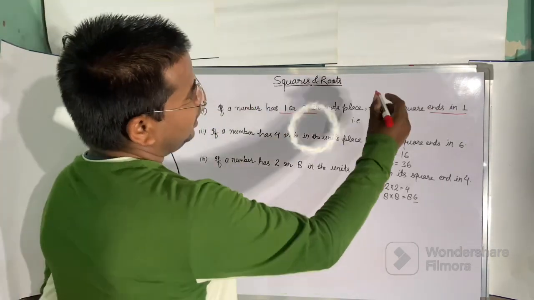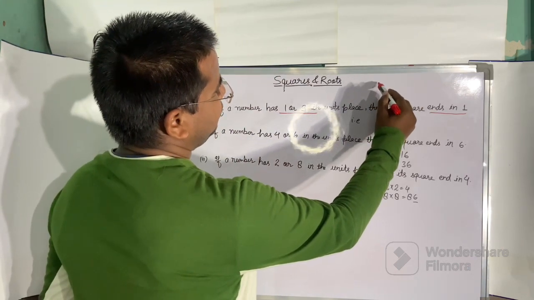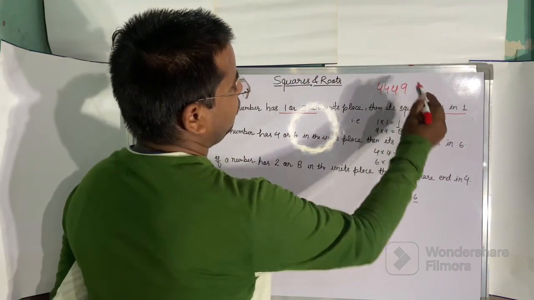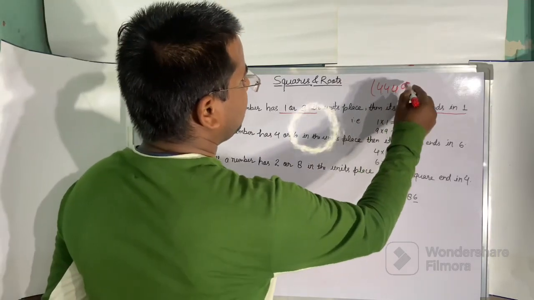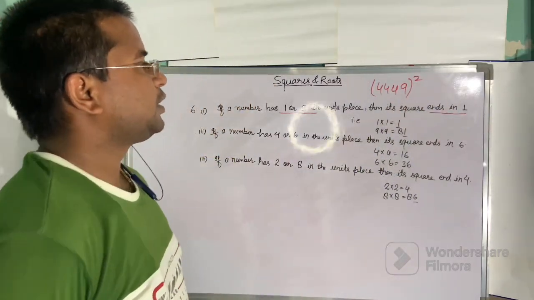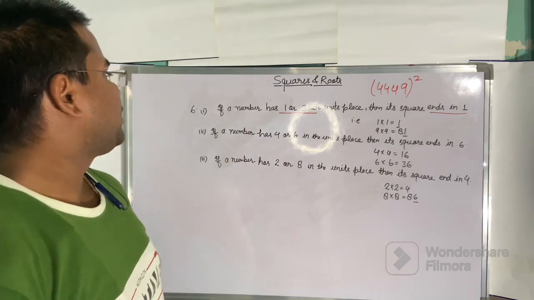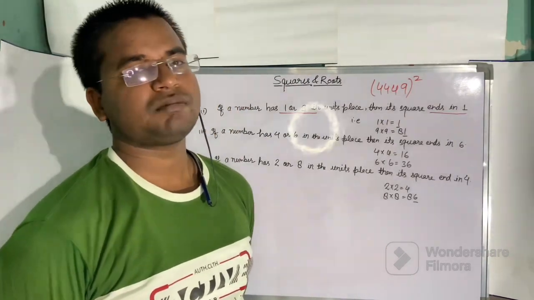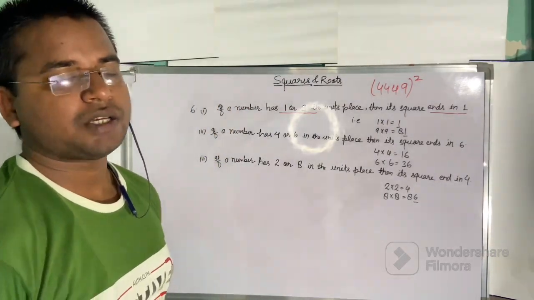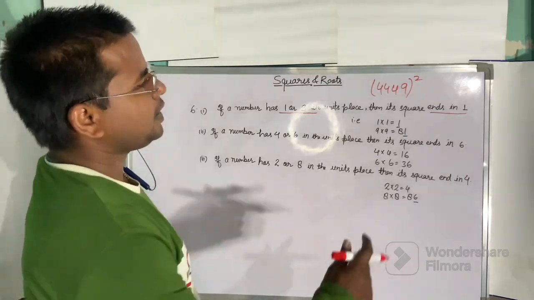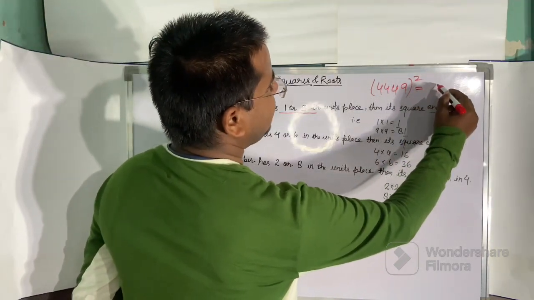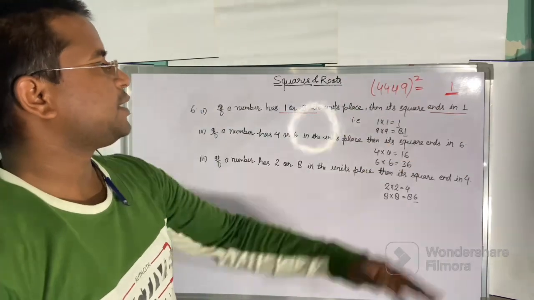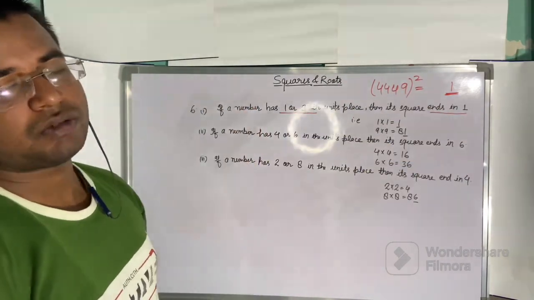For example, if in any exam it is asked, what is the unit digit of the square of this number? The student who doesn't know this rule will just multiply 449 by 449, but a student who knows this rule can say in 1 second that the unit digit of the square of that number is 1, because of this rule.